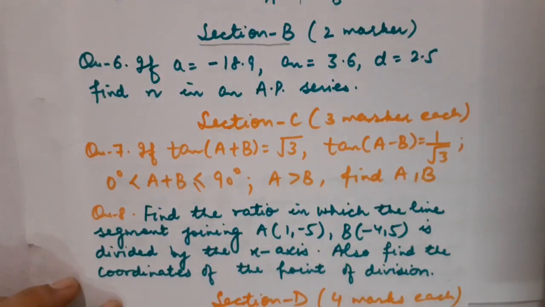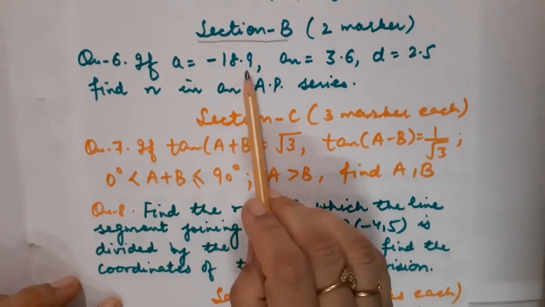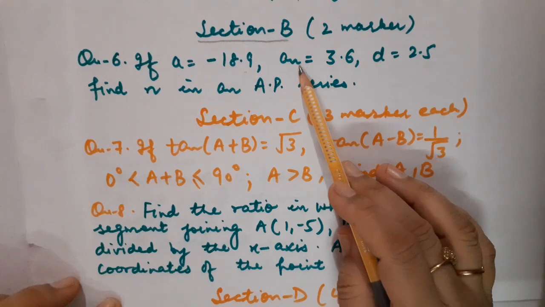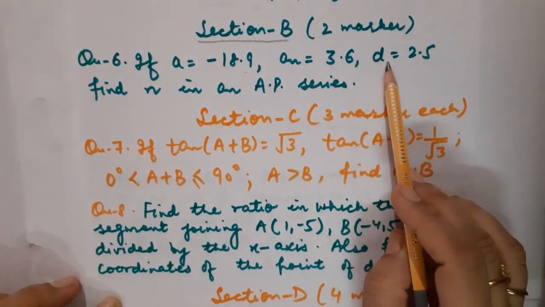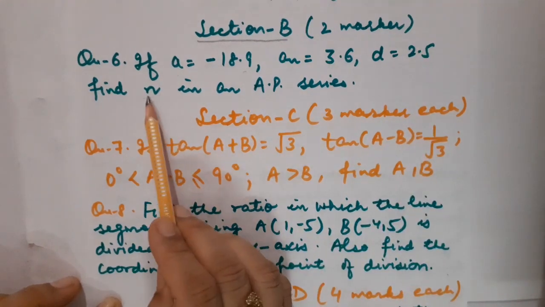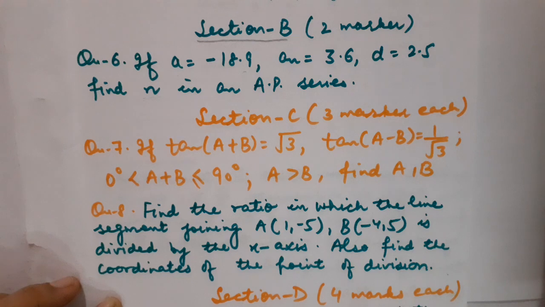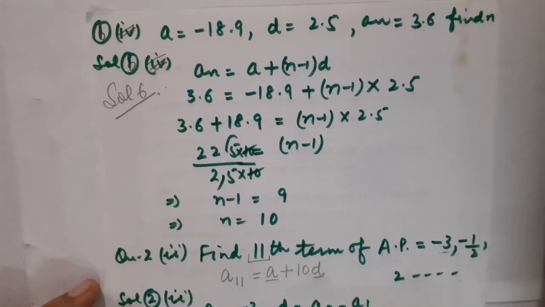Now children, let us switch to 2 marker questions. Question number 6. If A, that is the very first term, is given, AN last term is given, and D, common difference, is also given in the AP series, we have to calculate N, means we have to calculate the number of terms. So this is the solution number 6.